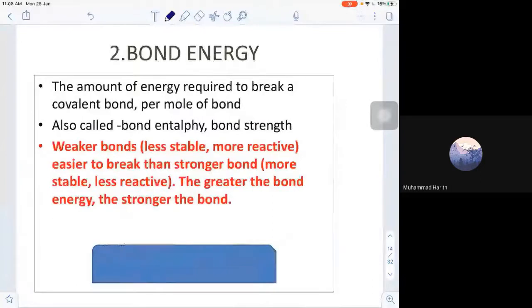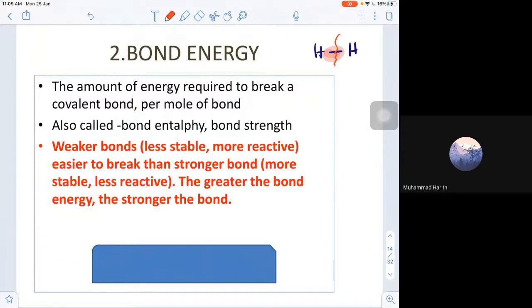We are finished with the first property, which is bond order. Now we move to the bond energy. Bond energy is defined as the amount of energy that is required to break a covalent bond. So I have a covalent bond in H2. How much energy is needed to break this bond? The energy needed to break this bond, per mole, is what we call the bond energy.